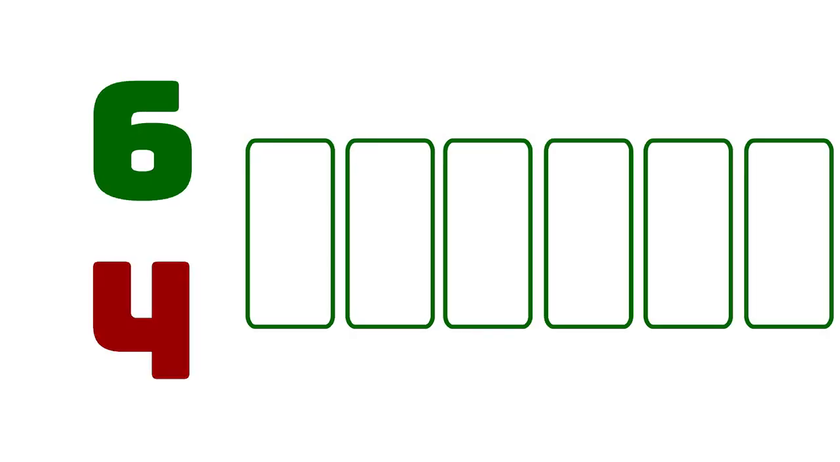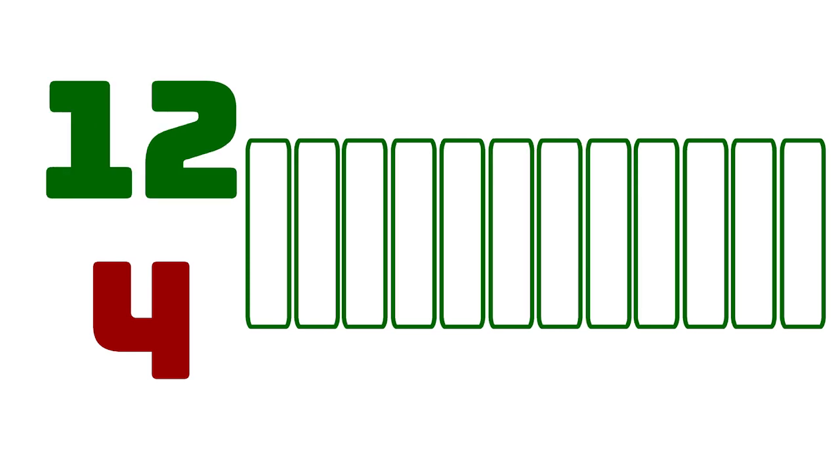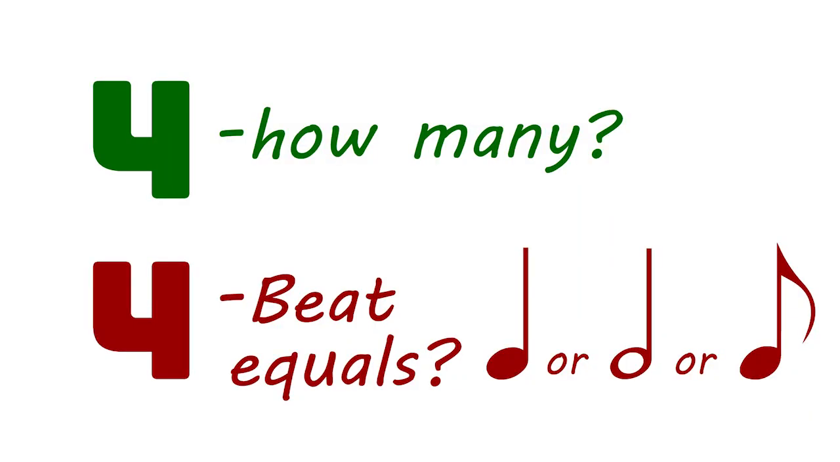For example, if the number is 4, that means you're going to have four beats of something in each measure. If the number is 3, that means you're going to have 3 beats, or 2 beats, or 6 beats, or 8 beats, or 12 beats. It all depends on what that top number is. However, the bottom number is not a number at all. This instead is a symbol, and it is a symbol that represents what's going to get the beat.